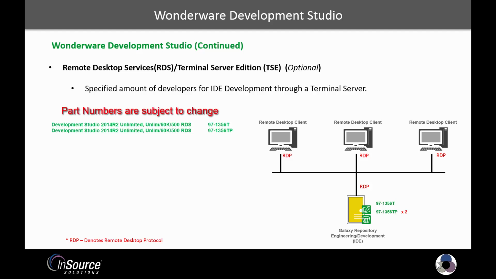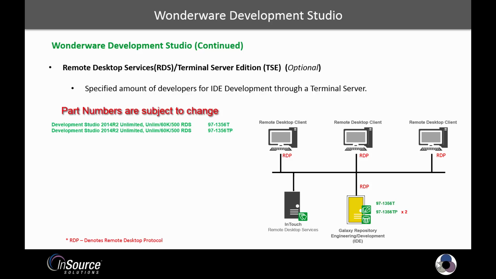The customer will only receive 1 software license for the Galaxy repository. In there will be rolled up a feature line called session count. In there, the feature line will state how many developers can connect into our development server. So the license will go on the development server.